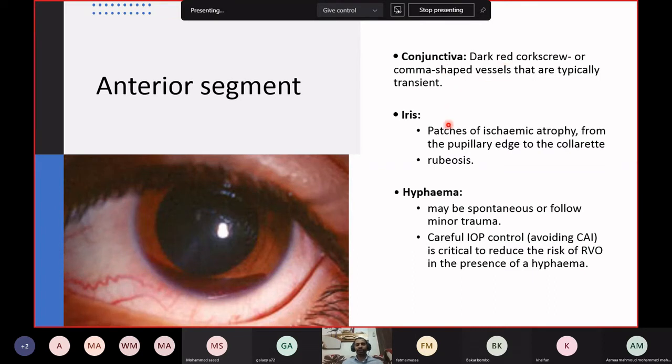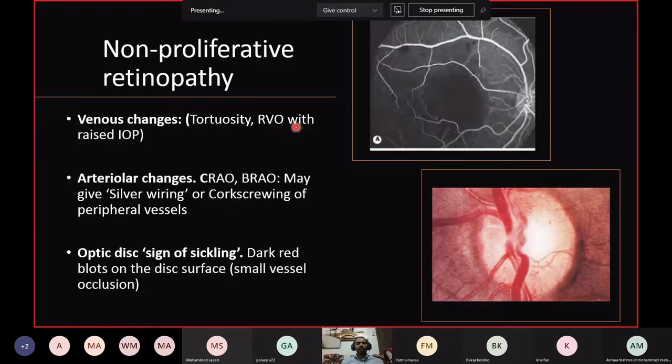Other things that we may find in the anterior segment are what are called the dark corkscrew vessels in the conjunctiva, and the atrophy or rubeosis in the iris. We have what we call the non-proliferative retinopathy. So as we will see later on, there are some.